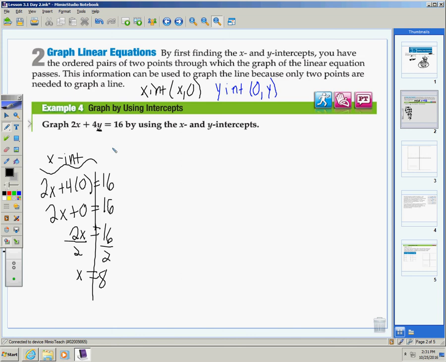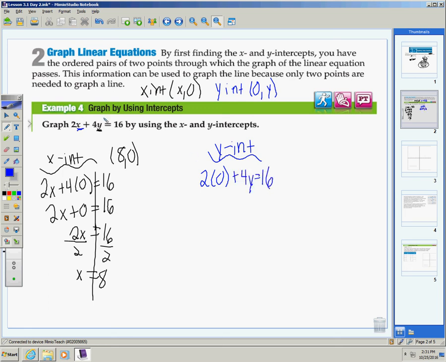So now I found one point that is on my graph. The x-intercept is 8, 0. Now I'm going to find my y-intercept. Well, for my y-intercept, I know that x is always 0, so I'm going to do 2, and I'm going to plug in 0 for x, plus 4y equals 16. Just going back to my same original equation, plugging in 0 for x.